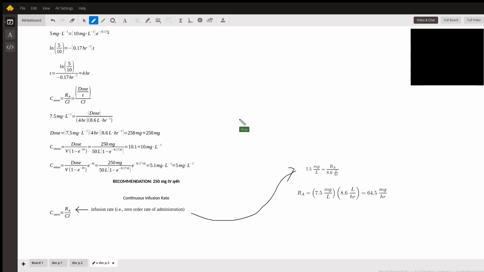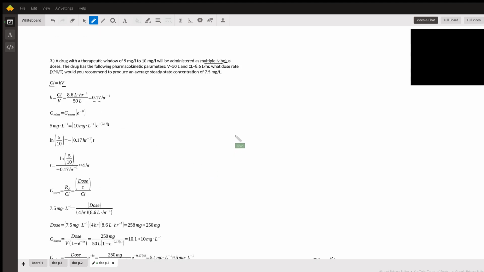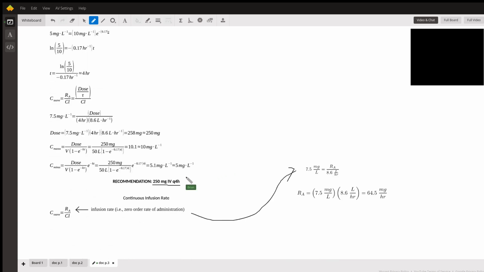Now, I think a reasonable recommendation, and this would really depend on the drug and a lot of other factors, but for the purposes of this question, I think it would be reasonable to recommend 250 milligrams IV bolus every 4 hours. Because in clinical practice, it would not be convenient to give a dose more frequently than every 4 hours usually. However, another option which would potentially be more useful would be to give the drug as a continuous infusion rate.